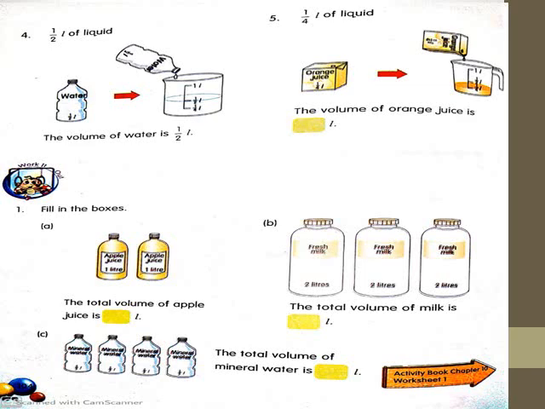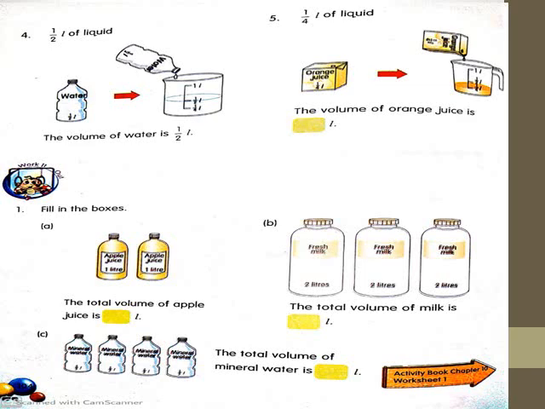In part B, there are 3 fresh milk bottles and one fresh milk bottle has 2 liter, and they are asking the total volume of milk. If one bottle has 2 liter milk, you can multiply 2 by 3, as there are 3 bottles. 2 multiplied by 3 equals 6, and you can also add 2 plus 2 is 4, and then 4 plus 2 is 6. So you will say the total volume of milk is 6 liter.